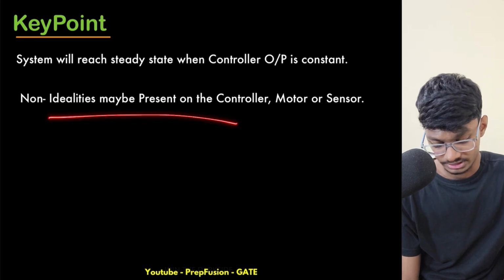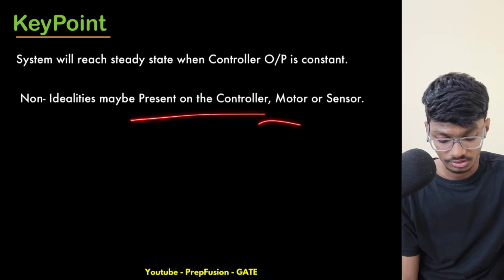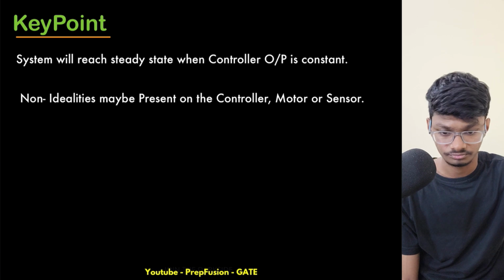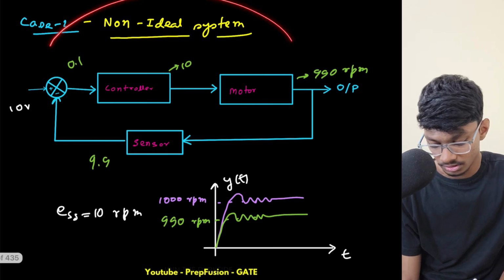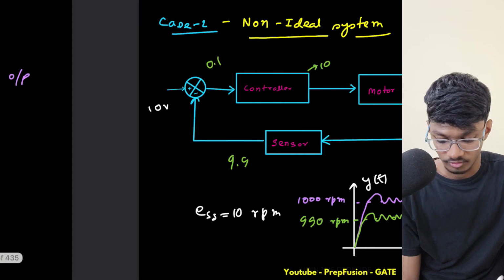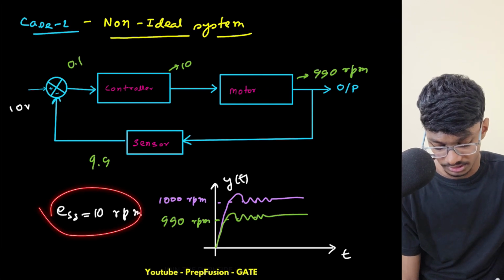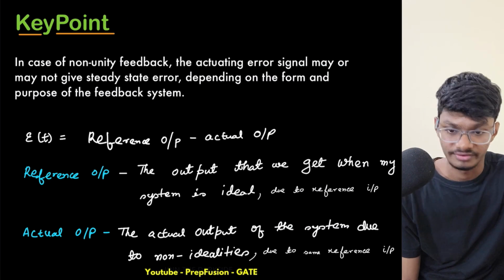Now, as I explained, non-idealities may be present on the controller, motor, or sensor. Anywhere it may be present. So this is about the non-ideal case and the ideal case. And I have also explained about the steady state error. Now let's go to the definition.